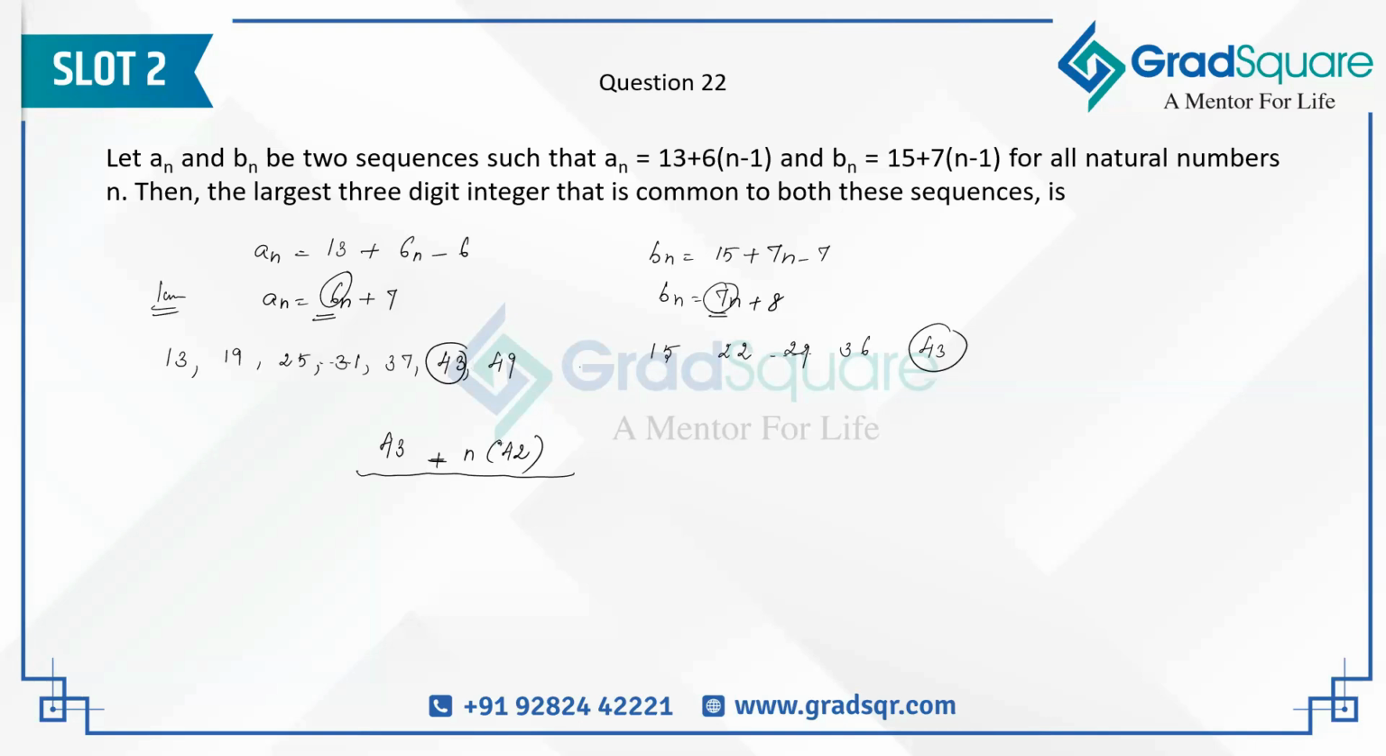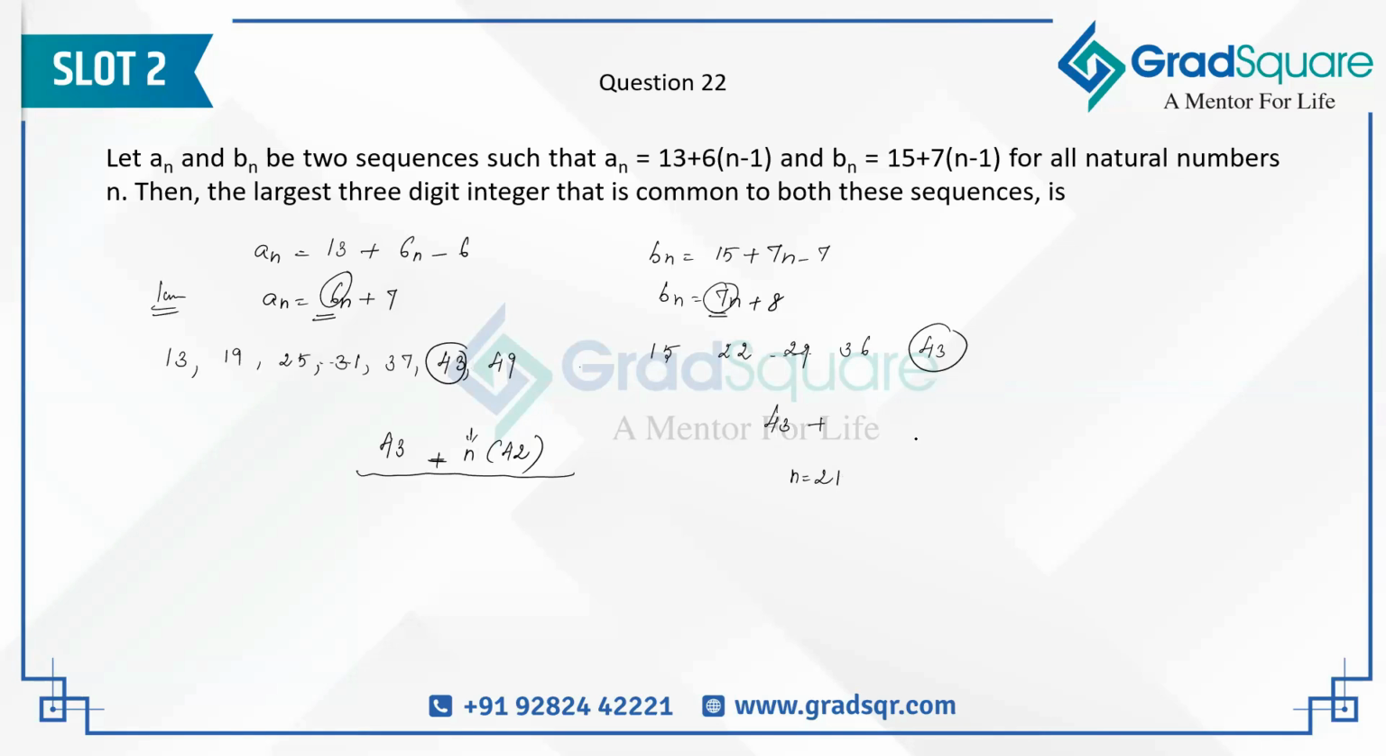Now they're asking what is the largest 3-digit number. For this you'll have to make use of the calculator, or do it mentally in your mind. You keep on substituting values of n, but for the largest 3-digit number you'll have to try to maximize. So 43 plus 20 into 42, which gives me 840, so n has to be greater than 20. Try with n equal to 21 first.